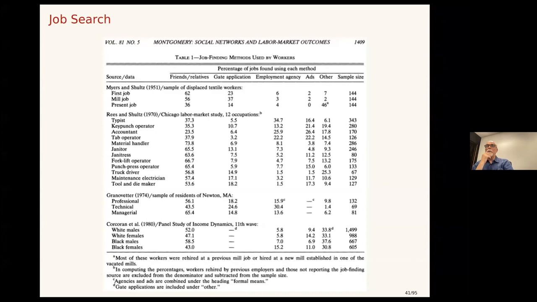how do people find jobs? Here is a table that comes from a paper that we're going to be talking about. And this table sums up studies on how people find jobs.